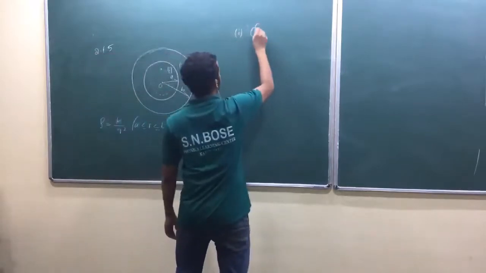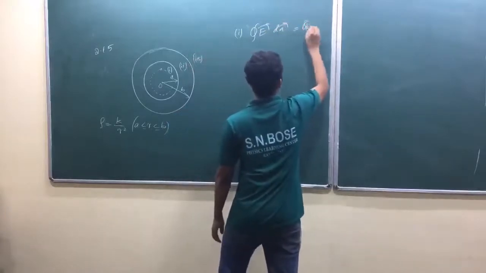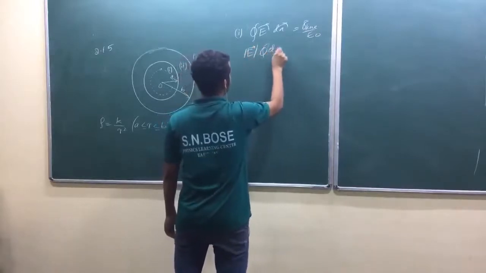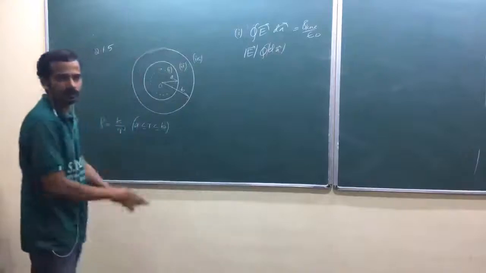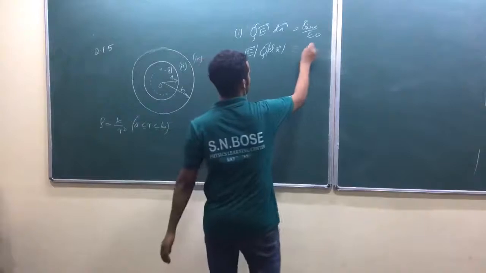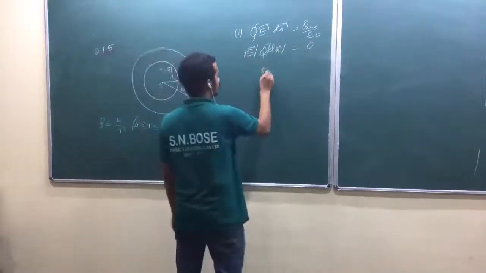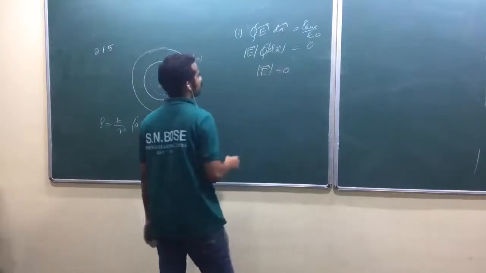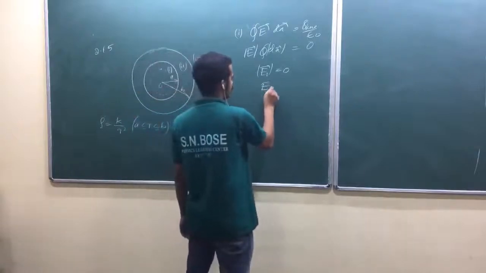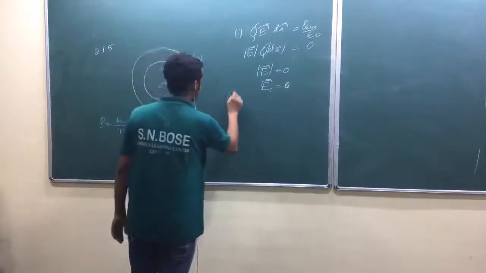First region, E dot dA is equal to Q enclosed by epsilon naught. Am I right? The magnitude of the electric field will come out of the integral of dA. If the electric field exists, it should be constant throughout that Gaussian surface. This is equal to 0. This cannot be 0, that should be 0. That's why the electric field is 0 in the first region. Can I say like this? The electric field vector is equal to the null vector in the first region.